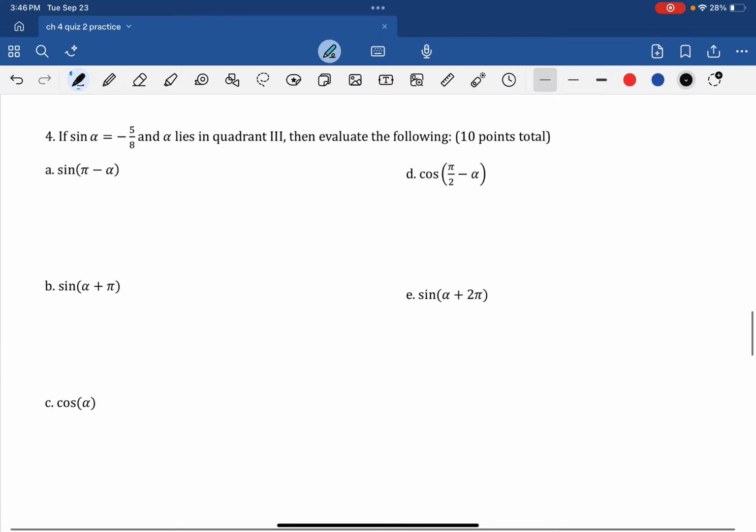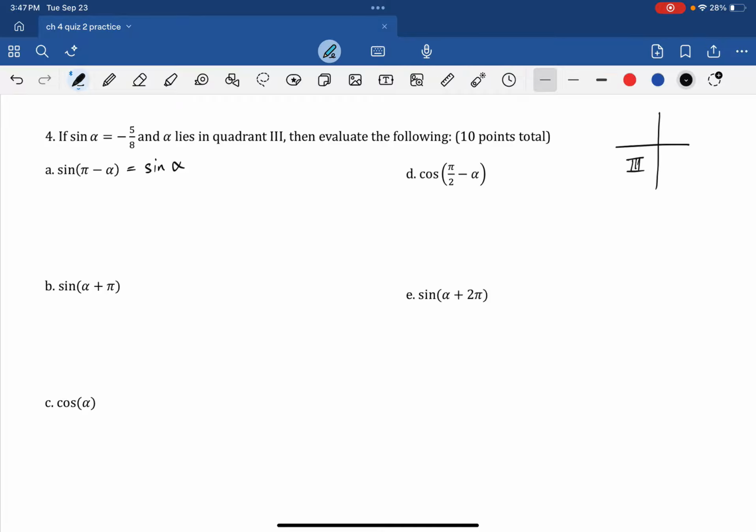Okay, next one. If sine alpha equals negative 5/8 and alpha lies in quadrant 3, then evaluate the following. Okay, remember quadrant 3 is this one, the third quadrant. So I'm going to start by drawing the unit circle for each of these questions. Sine of pi minus alpha. Well, if you remember from class, sine of pi minus alpha is equal to sine of alpha. That's a relation that we derived.